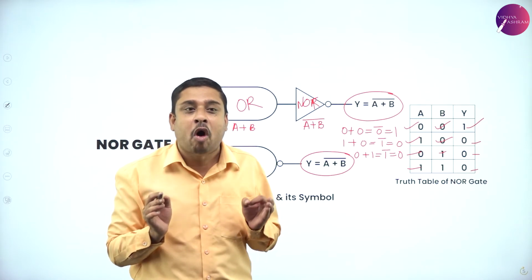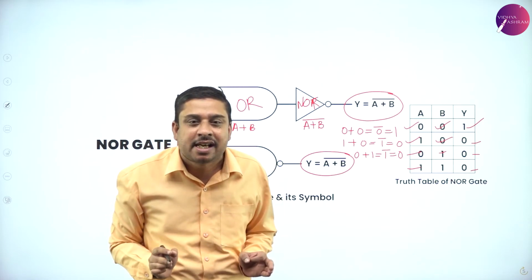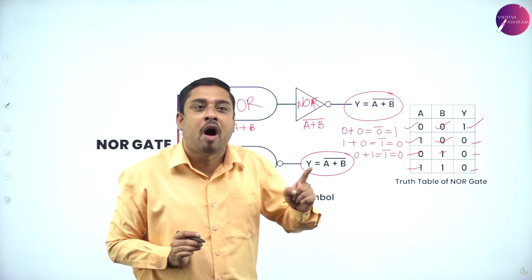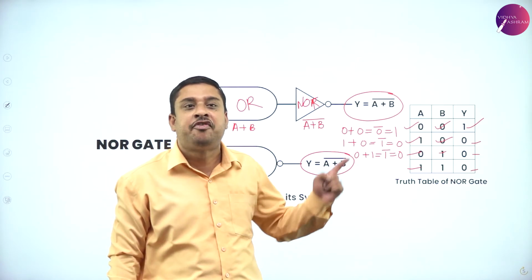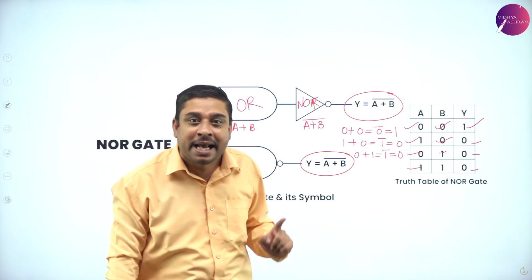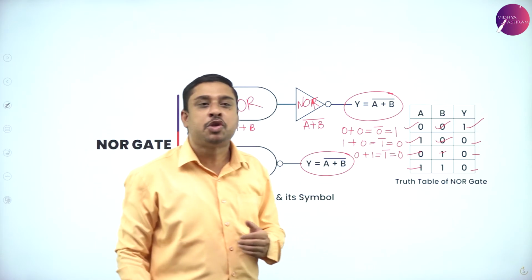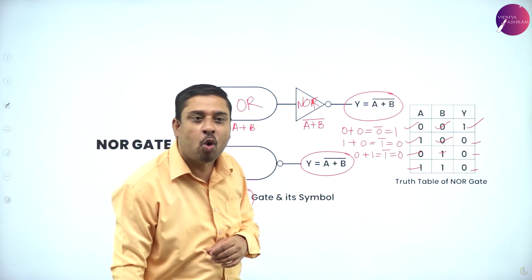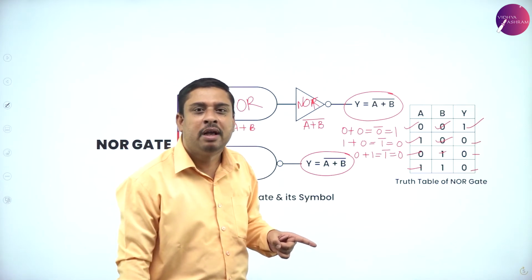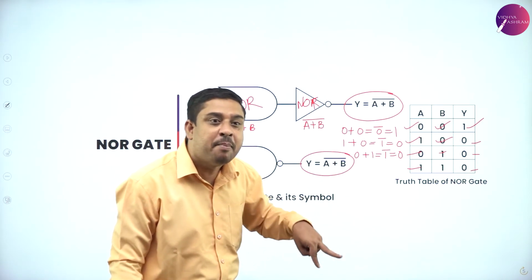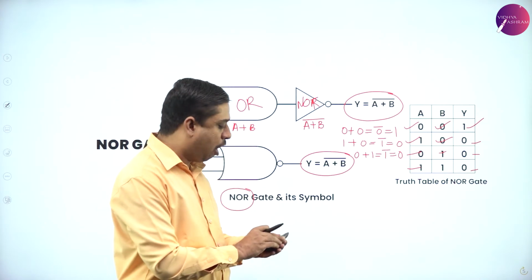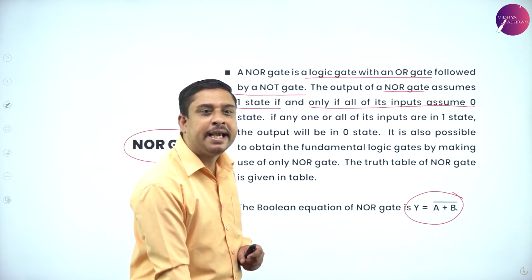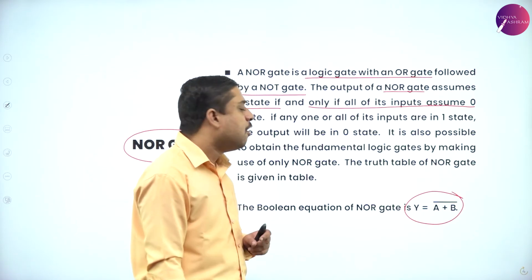So when will a NOR gate assume a realistic output? Only when both the inputs are low because of the complementation, because of the inversion of the input operation. The output of the NOR gate is high or realistic when both the inputs are low. If one of the inputs is low and the other one is high, or if both of them are high, then the output is low. That is what we have described here. And this, as I told, is the Boolean expression, Y equals A or B complement for the NOR gate.